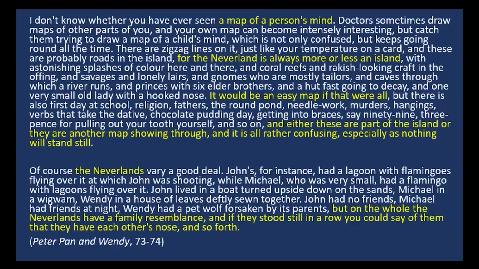John's, for instance, had a lagoon with flamingos flying over it, at which John was shooting, while Michael, who was very small, had a flamingo with lagoons flying over it. John lived in a boat turned upside down on the sands, Michael in a wigwam, Wendy in a house of leaves, deftly sewn together. John had no friends, Michael had friends at night, Wendy had a pet wolf forsaken by its parents, but on the whole, the Neverlands have a family resemblance, and if they stood still in a row, you could say of them that they have each other's nose, and so forth.